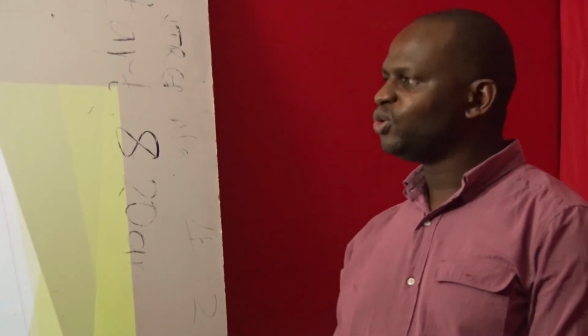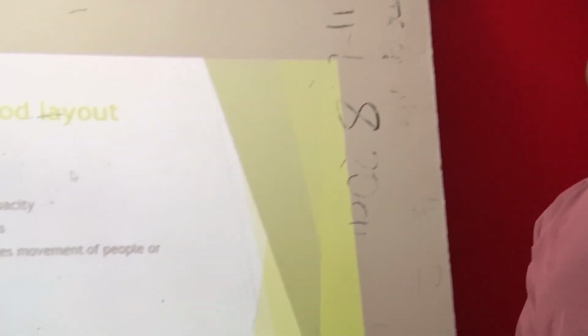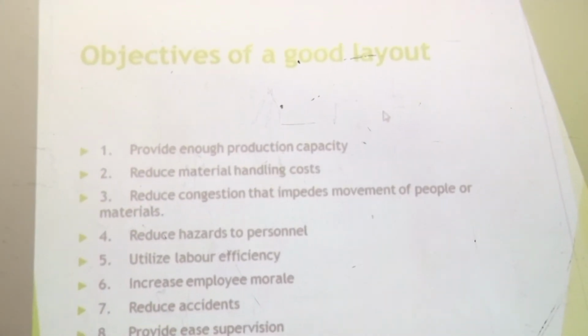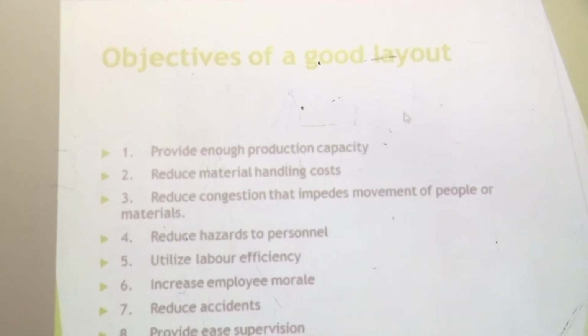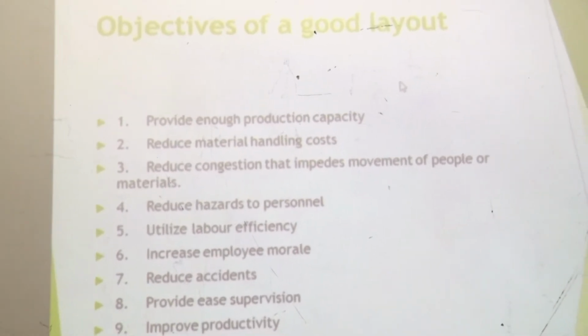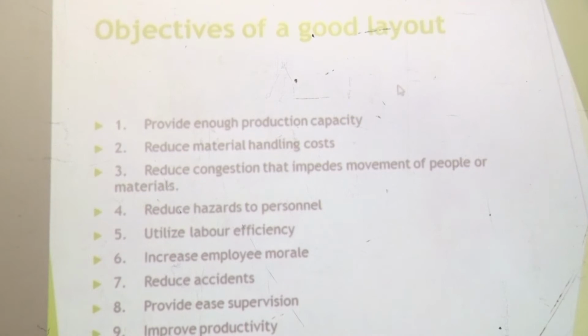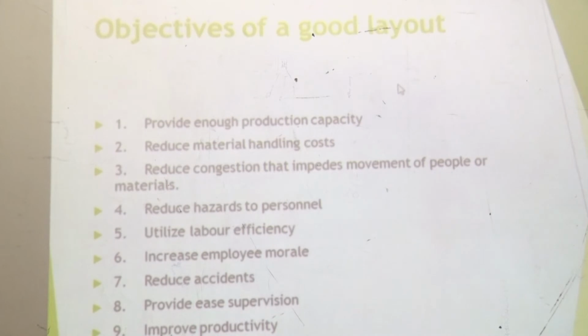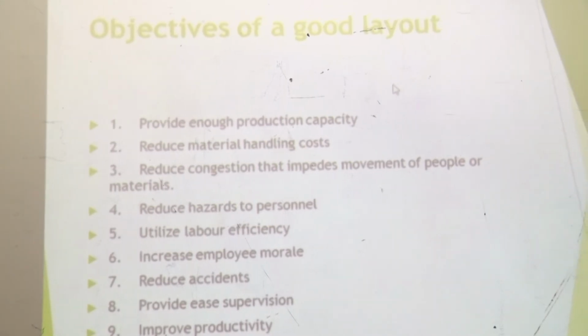So the other thing I'm going to talk about today is the objective of a good layout. As you all know, we said a layout is all about the arrangement of facilities within an organization. And this arrangement allows the organization to ensure the flow of materials within and outside the organization. So one of the objectives of layout is that it provides enough production capacity. When we talk about capacity, capacity is the amount that you want to produce within that organization. So therefore, when the layout is good, then it means the capacity will be very high.